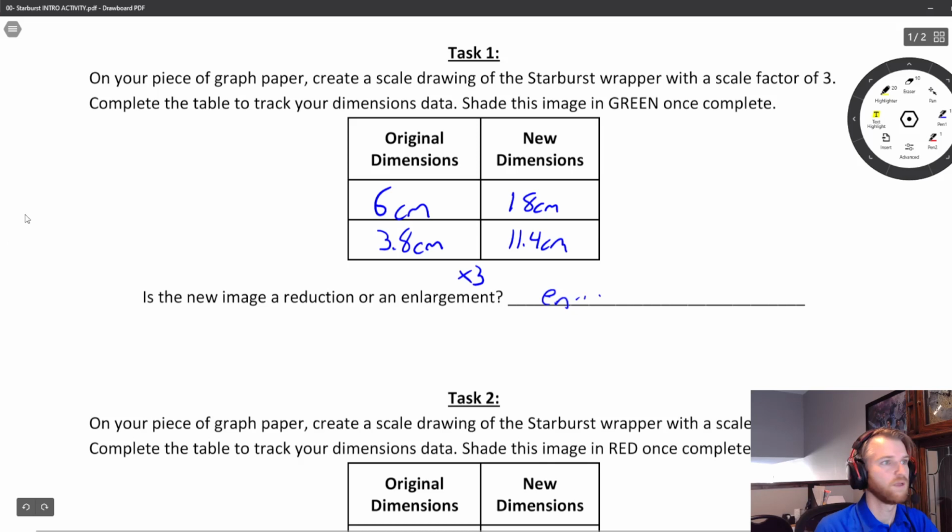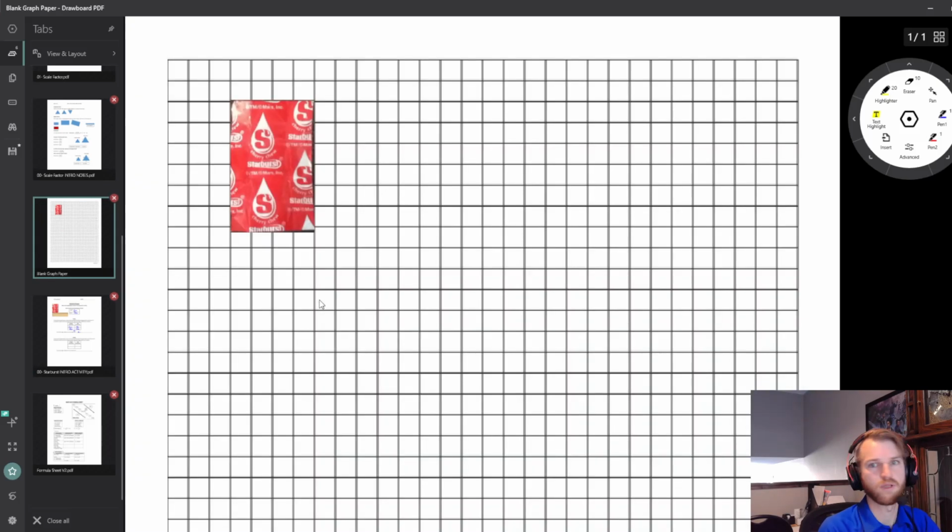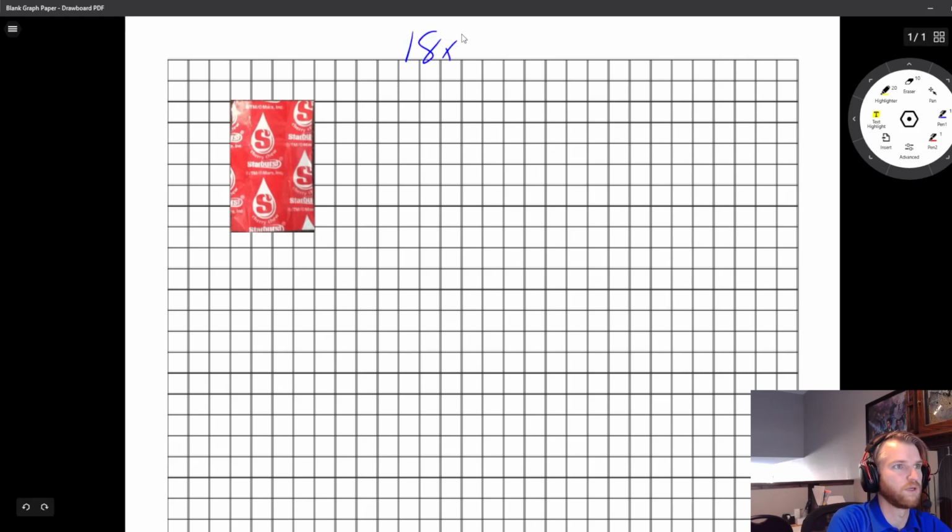Okay. So I found my measurements, and now I'm going to go to my graph paper. I said my measurements were 18 by 11.4 centimeters, so I would take a ruler and measure out 18 centimeters. I'm just going to eyeball this one for the sake of time. So 18 by 11, and let's say it's like this. Okay, it's about 3 times bigger.